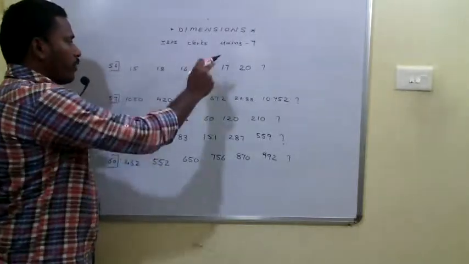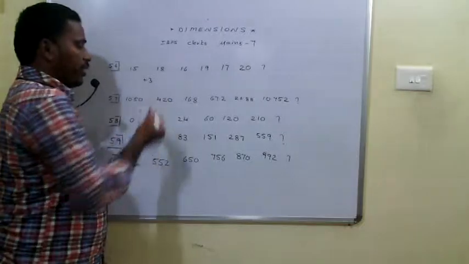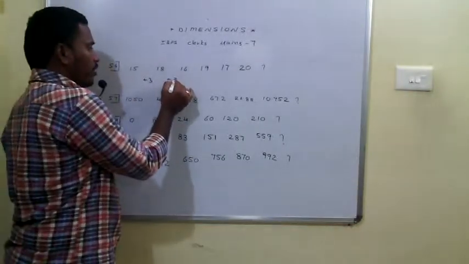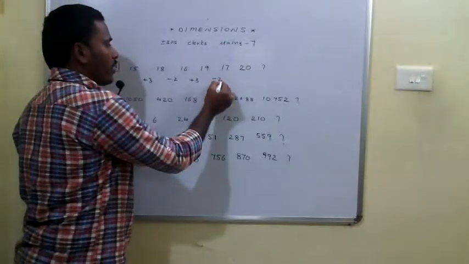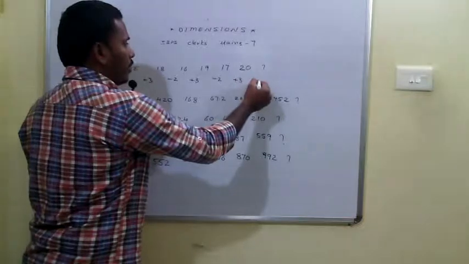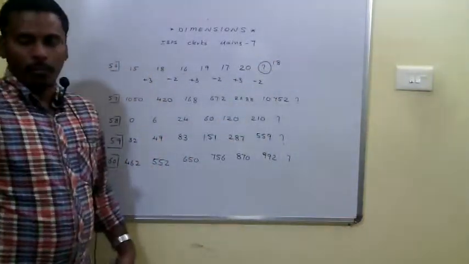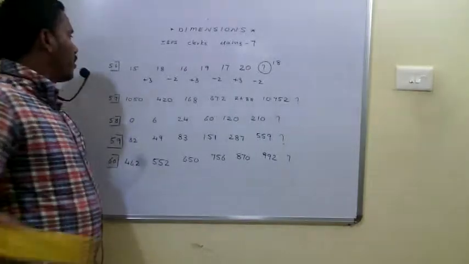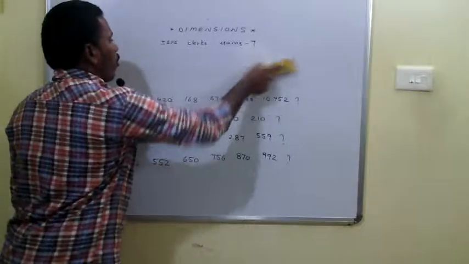For that, if you observe the first one, this is 15 plus 3 is 18, minus 2 is 16, plus 3 is 19, minus 2 is 17, plus 3 is 20, and this 20 minus 2 is 18. So this 18 is the next term of the series. Okay, this is 56th one. Then coming for the 57th problem.